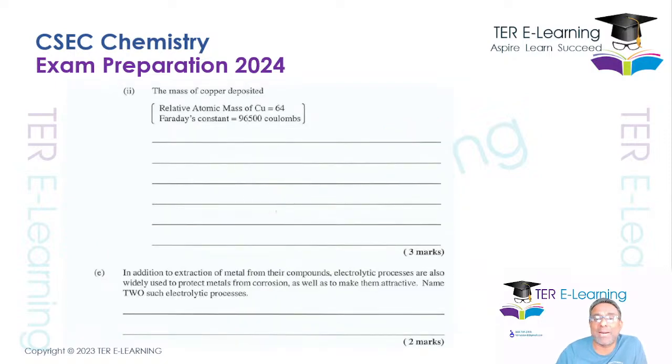We want to work out the mass of copper deposited. So if you want to do that, you need to look at the equation. So that's Cu2+ plus 2 electrons produces copper, that's copper solid. Now, according to this equation, we need to pay attention to this. That is 2 moles of electrons produces 1 mole of copper. So we can say 2 Faradays produces 1 mole of copper.